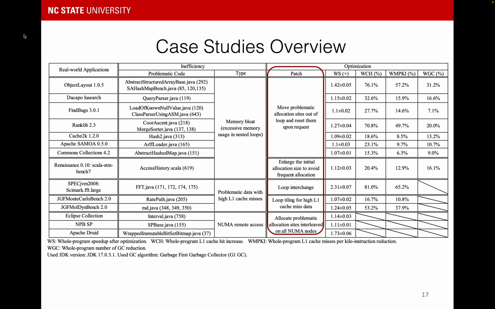And for the optimizations in this table, we show how we fix these inefficiency issues. For example, moving the allocation site out of the loop, or using some traditional techniques like loop interchange or loop tiling. For NUMA remote access issues, we allocate the problematic object interleaved on all NUMA nodes. And we use four metrics to measure the performance benefits. They are optimization speedup, L1 cache hit increase, L1 cache misses per kilo instruction reduction, and the number of GC reduction.